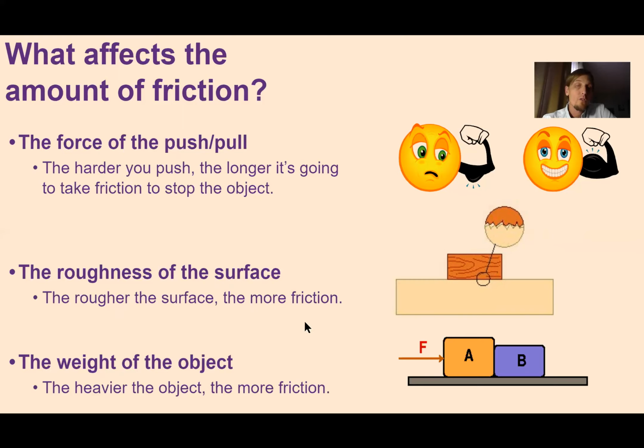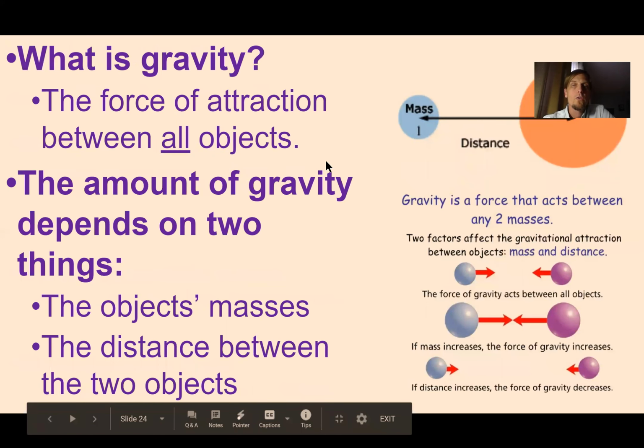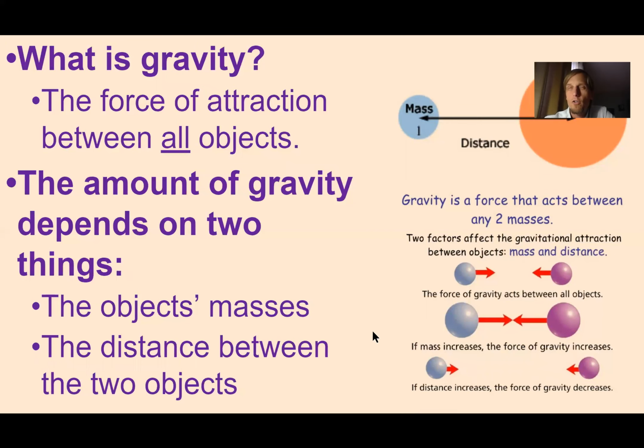So the rougher the surface, the more friction. And then, of course, the weight of the object, the more friction. And that's what this picture is showing right here. A would be harder to move than B. So this is one that might take a little while. And if you don't understand it, this is one I would say you're okay. Just memorize it. Okay? And that is gravity.